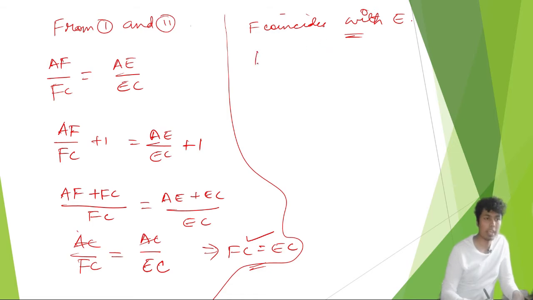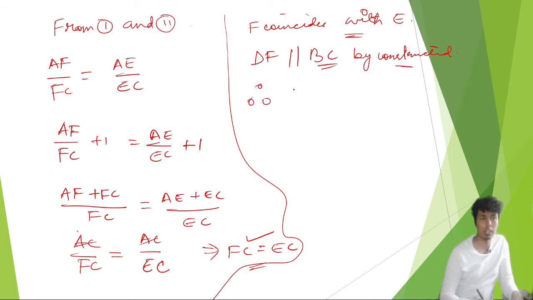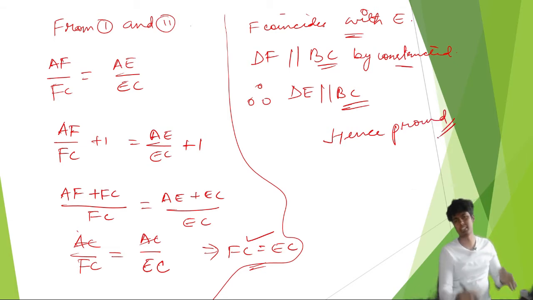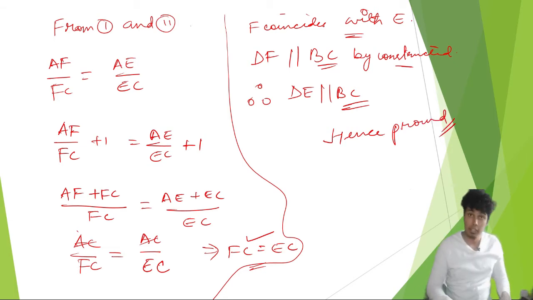Another, DF is parallel to BC. Okay, according to construction, by construction. Okay, we have constructed such that it is parallel. Okay, don't say how it can be parallel, by construction only. So therefore, DE is also parallel to BC. Okay, hence proved. I hope it is easy. This is quite simple. Okay, let's not waste the time.